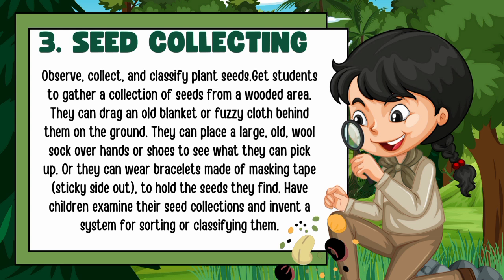Third activity is seed collecting. Observe, collect, and classify plant seeds. Get students to gather a collection of seeds from a wooded area. They can drag an old blanket or fuzzy cloth behind them on the ground. They can place a large old wool sock over hands or shoes to see what they can pick up. Or they can wear bracelets made of masking tape, sticky side out, to hold the seeds they find. Have children examine their seed collections and invent a system for sorting or classifying them.